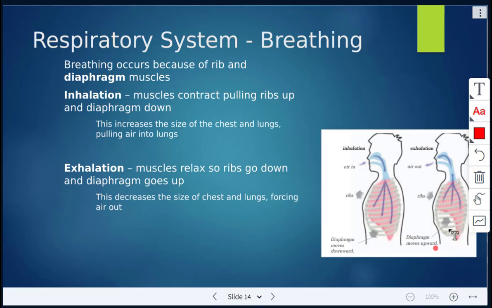When we exhale, so in this diagram here, exhaling, the air is coming out. So our muscles relax so that our ribs go down, our diaphragm goes back upwards. All right, and that also is decreasing the size of our chest and lungs, which also forces the air out.